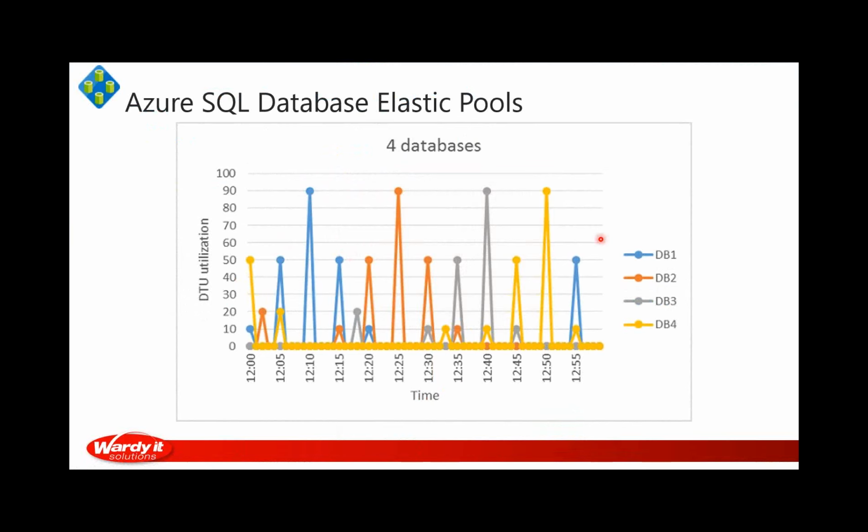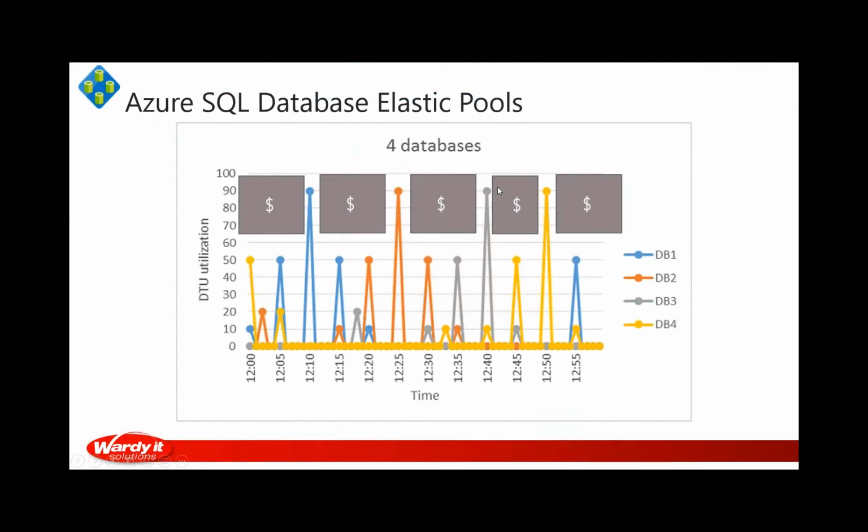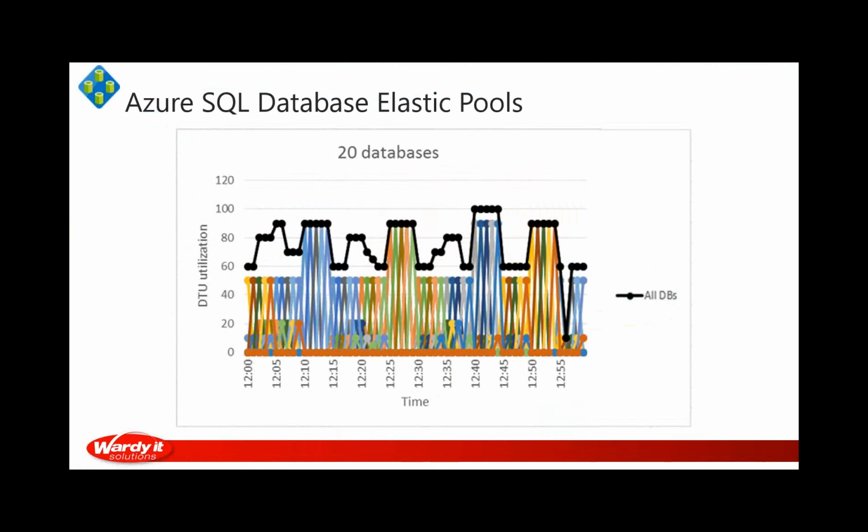So we have more spikes, but we still have these gaps over here where we're not fully taking advantage of those resources. So you're going to be billed for resources that you are not actually using. As the number of databases that you need for your applications increases, you see more value in this service. Potentially, you could have one elastic pool created and create 20 databases, and pretty much the price will be the same, and you'll be taking advantage of those resources.